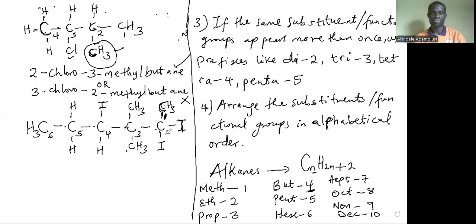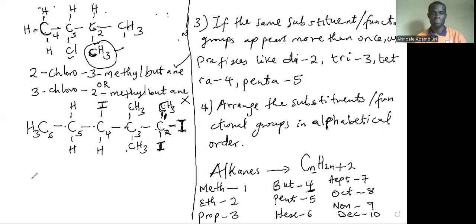On carbon number 2, this is carbon number 2 here, we have one iodine here. We have another iodine here. Now, on carbon number 4, we have another iodine. I is iodine, which is a halogen, a group 7 element.